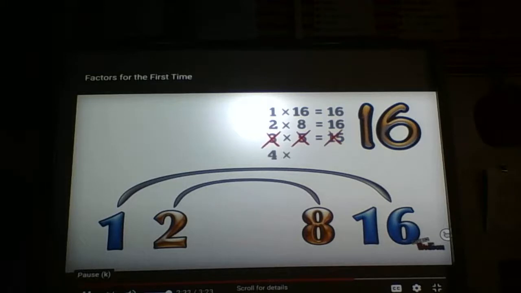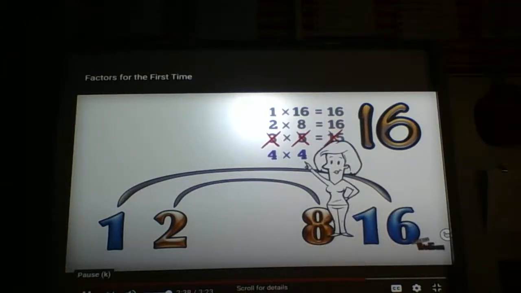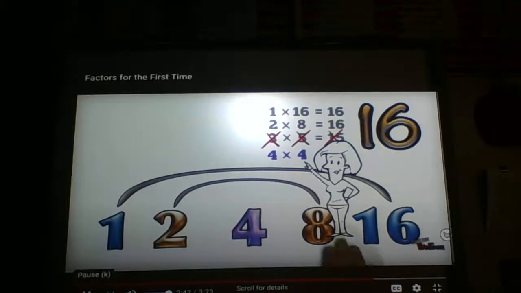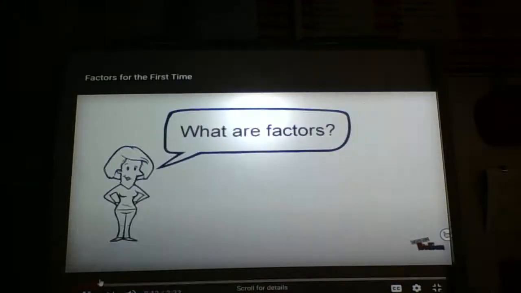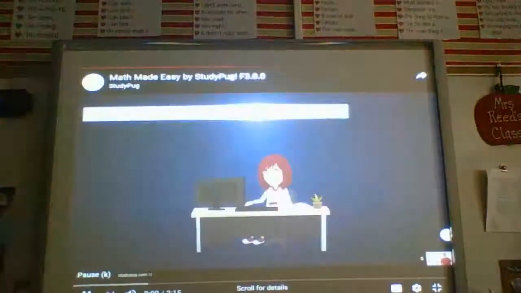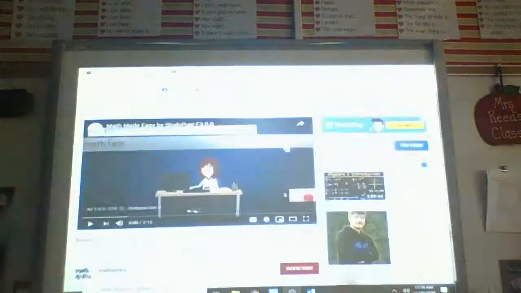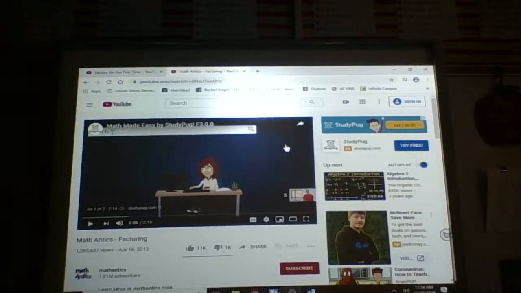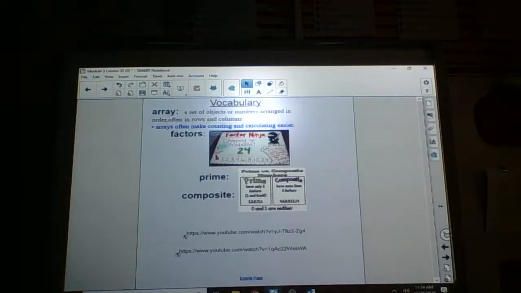Now 4 times a number. 4 times 4 is 16. When a number is multiplied by itself, like 4 times 4, we just put it in the factor listing once, without any arc. Did you see what she did there when it was 4 times 4? She only put it in the arc one time.